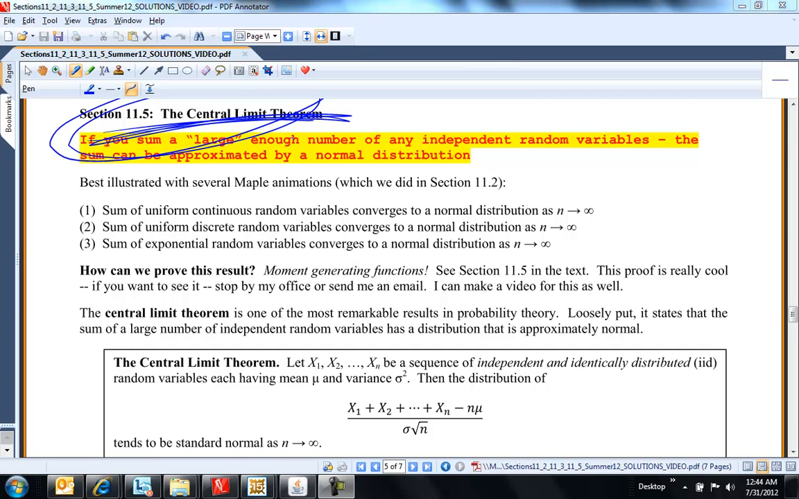This video is on the central limit theorem. This is section 11.5 from Monday. This is probably the most important theorem in statistics. We're able to have a lot of results because of it: hypothesis testing, confidence intervals. So based on what we do today, we'll be able to do some statistical applications on Thursday.